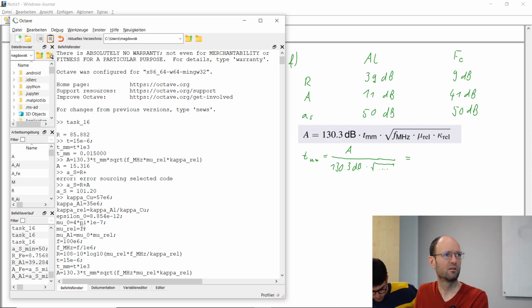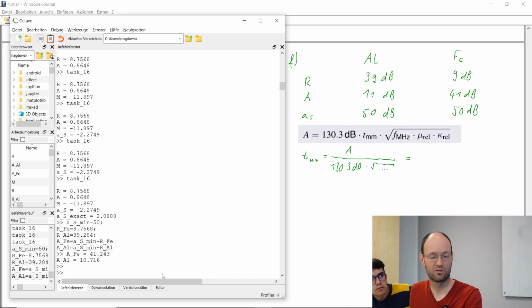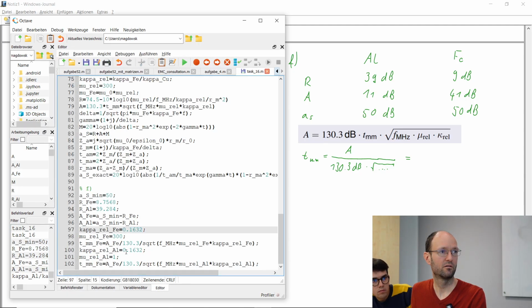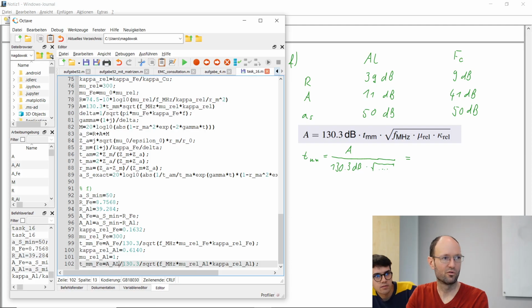I know that we had calculated it somewhere, but I think we can just recalculate. It was kappa of aluminum divided by kappa of the copper, and so this was the proper value that we need in this case, and this needs to go here. Also the attenuation, and also, of course, the result. Very good point.